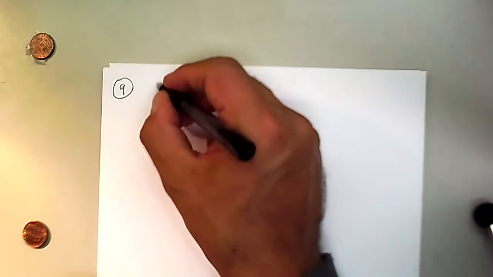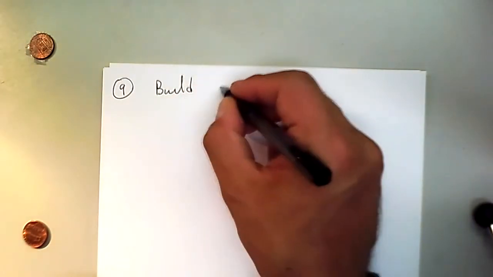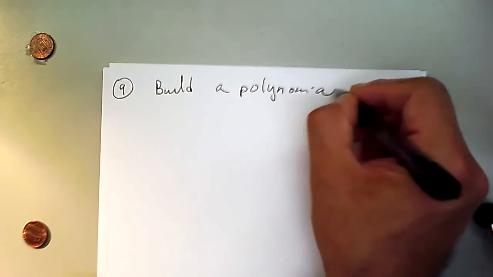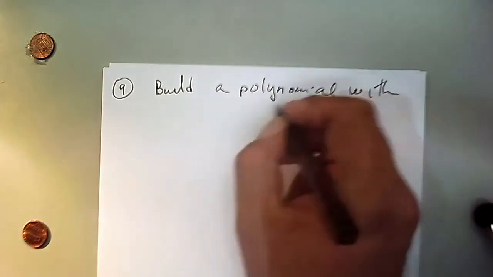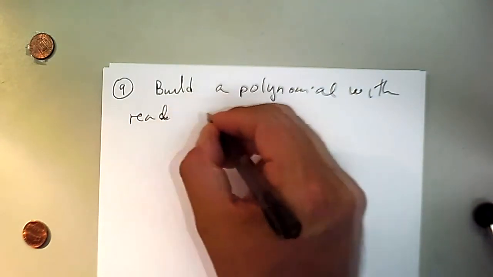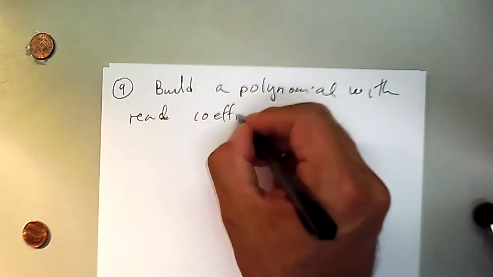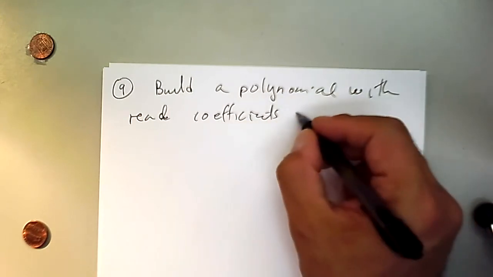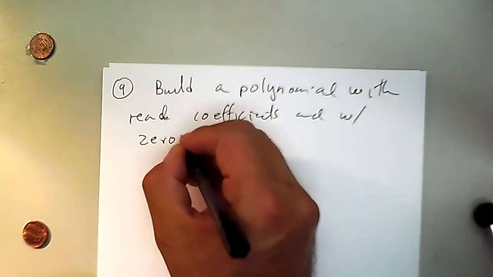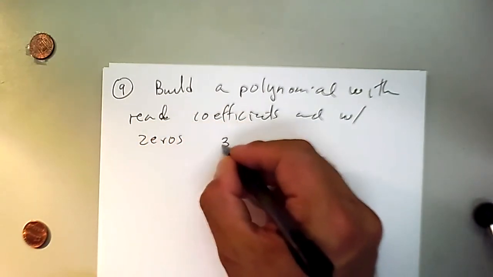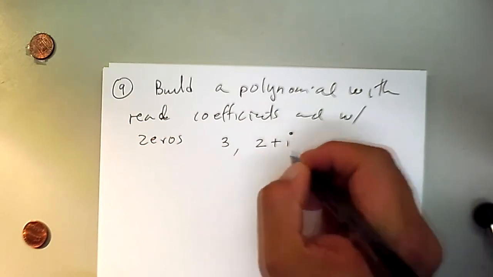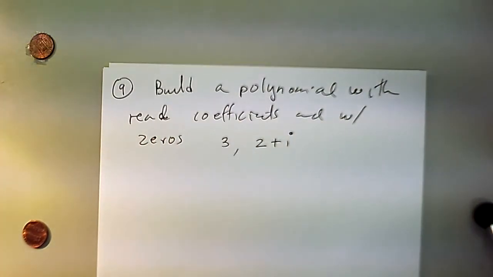Okay, so build a polynomial with real coefficients, and with zeros 3 and 2 plus i.